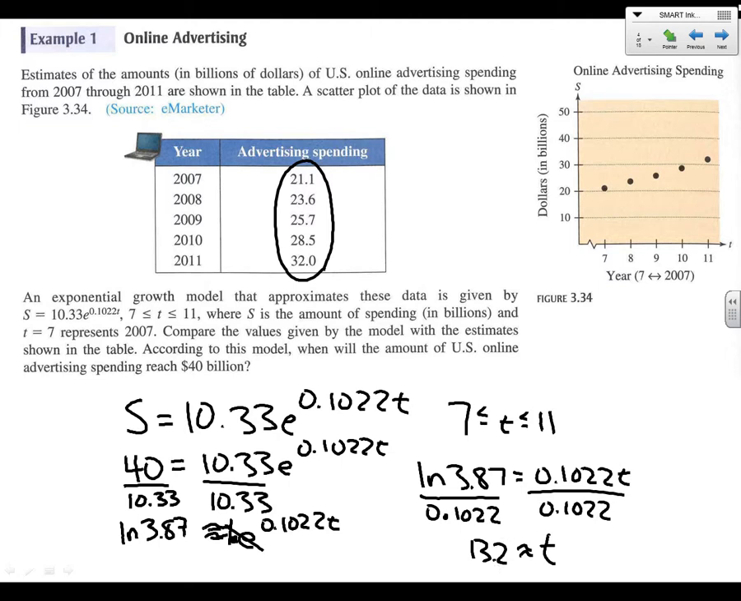So when will this happen? We don't want to just say 13 years from now. We want to say 13 years from 2007, so 7 plus 13 gives 2020. Sometime in 2020, we would guess, and remember this is just an estimate, is the year we'll end up spending $40 billion. All right, so that's our example.